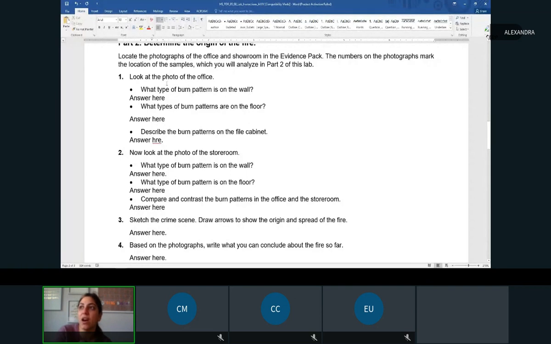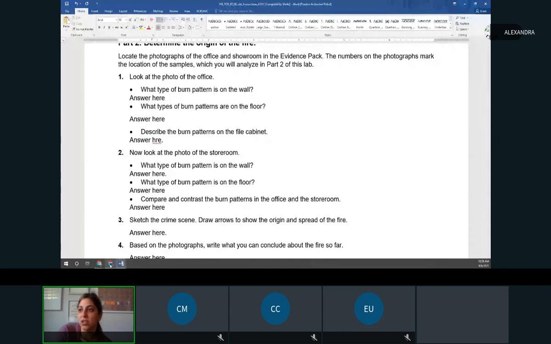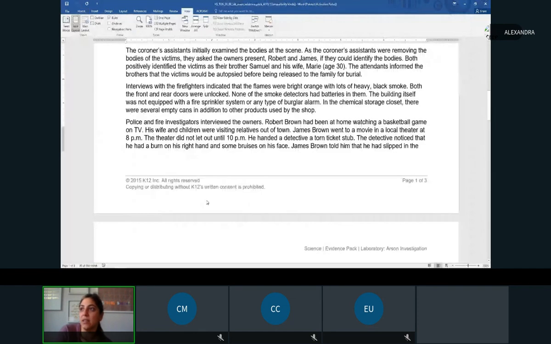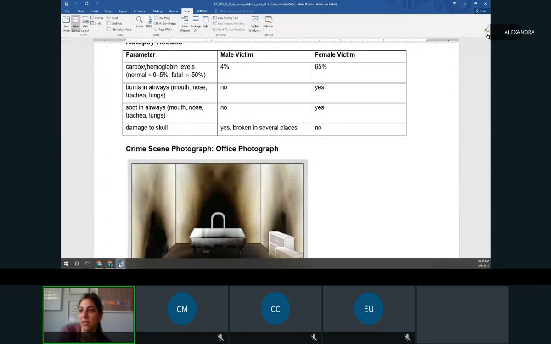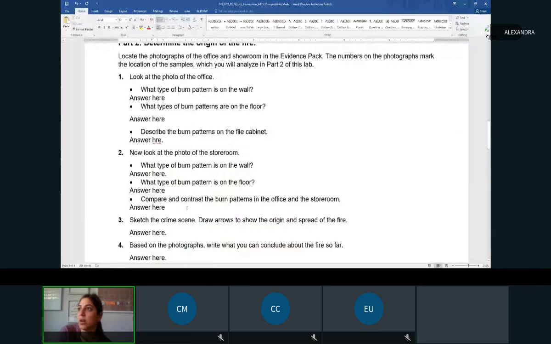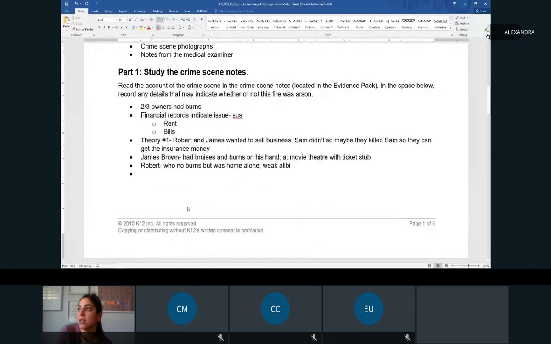So look at the photo of the office. What type of burn pattern is on the wall? Think about whether it's the cone, the V, the U, right? Think about the notes that we took or what we read in the beginning of the lesson, and then answer all of these questions. So let's start off with the photo of the office. If we take a look at our evidence pack, we'll come back to the autopsy. Is this in order? Hold on, let me double check, I don't want to skip anything important. It was in part 1. It just said the crime scene notes.